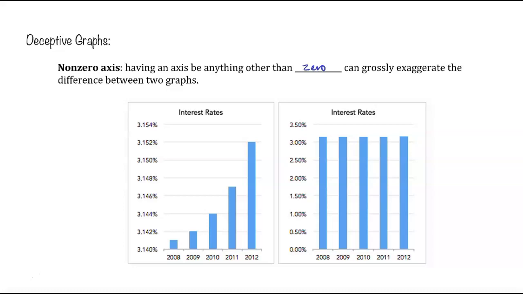On the first graph, notice that the vertical axis starts at 3.14 instead of 0. On the second graph, it starts at 0. Now you can see that from 2008 to 2012, interest rates barely changed. By having a non-zero axis, the difference between 2 years is grossly exaggerated.